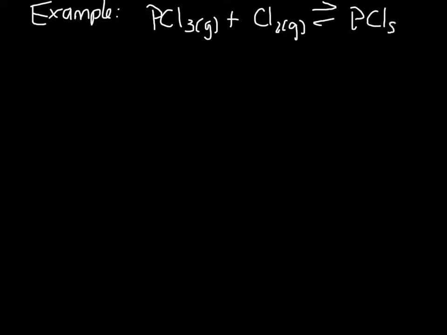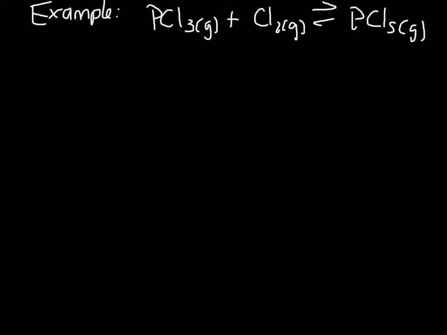Step 1, write the reaction. So PCl3 gas is reacted with Cl2 gas. The product is PCl5 gas.